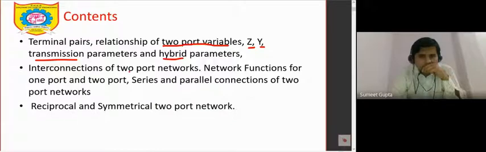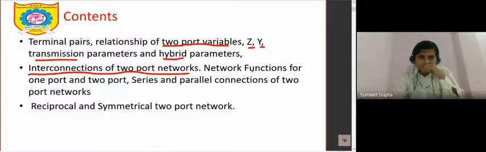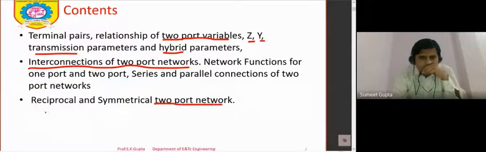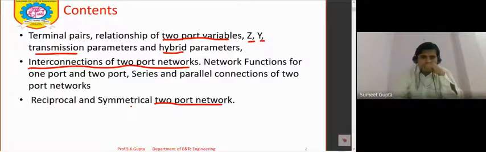Then suppose I have two-port networks. How do they get connected? That means we have to see the interconnection of two-port networks. Then we will see some network functions for one-port and two-port networks, which can be impedance function, admittance functions. Then connections of two-port networks in series and parallel we are going to see, and there are certain conditions for two-port networks like reciprocity and symmetricity that we are also going to see.